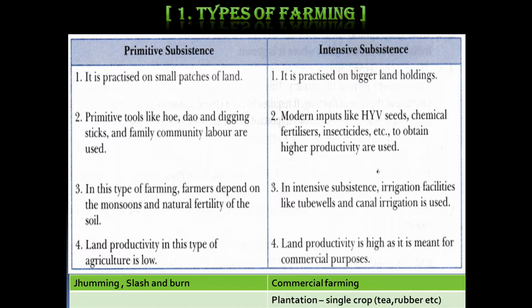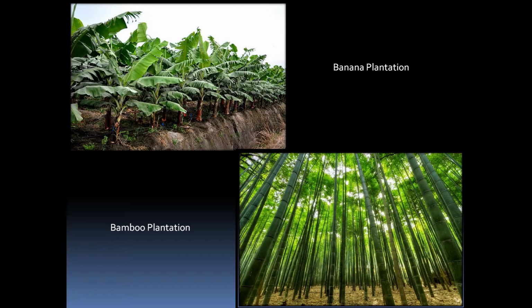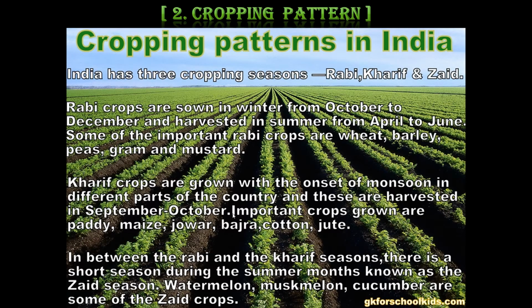Okay, so in this way, in our first slide we discussed about primitive subsistence farming and intensive subsistence farming. I hope this is clear to you. Here you can see, yes, banana plantation and bamboo plantation. Only one crop will be taken. Only one crop.